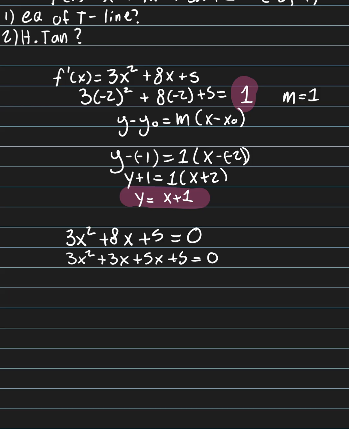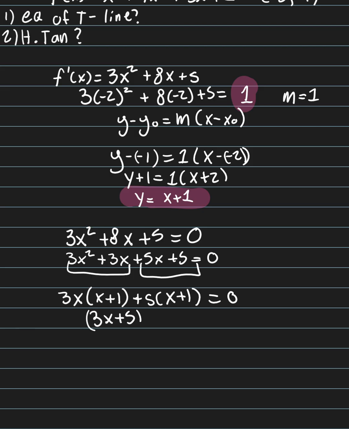And now we can factor out. So what can we factor out from these two terms? Well, in the first term, we can factor out 3x. So 3x, and then what's left is x plus 1. Now what can we factor out from the second term? We can have a 5. So 5 times x plus 1 equals 0. So now that they're in terms, we can now do 3x plus 5 and x plus 1. Now it's completely factored. Now we have to know when it equals 0.